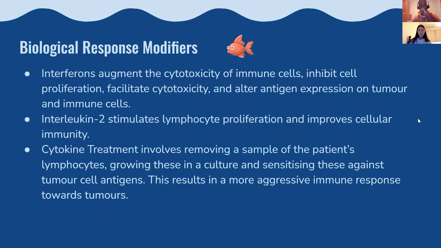I believe that's it. We've got one more, the biological response modifiers. Interferons augment the cytotoxicity of immune cells, inhibit cell proliferation, facilitate cytotoxicity, and alter antigen expression on tumor and immune cells. Then we've got interleukin-2. This stimulates lymphocyte proliferation and improves cellular immunity. And cytokine treatment involves removing a sample of the patient's own lymphocytes, growing these in a culture and sensitizing them against tumor cell antigens. This then results in a more aggressive immune response, the body's own immune response towards tumors.